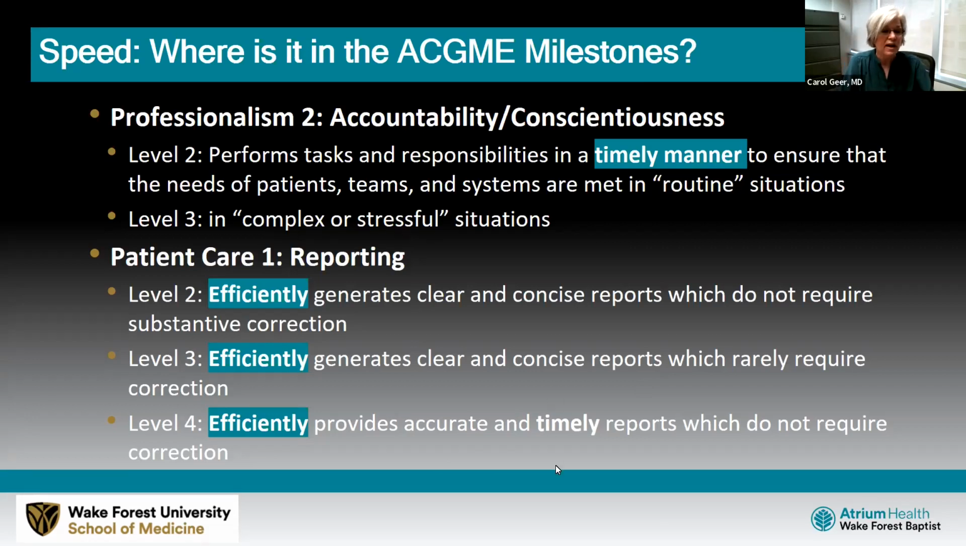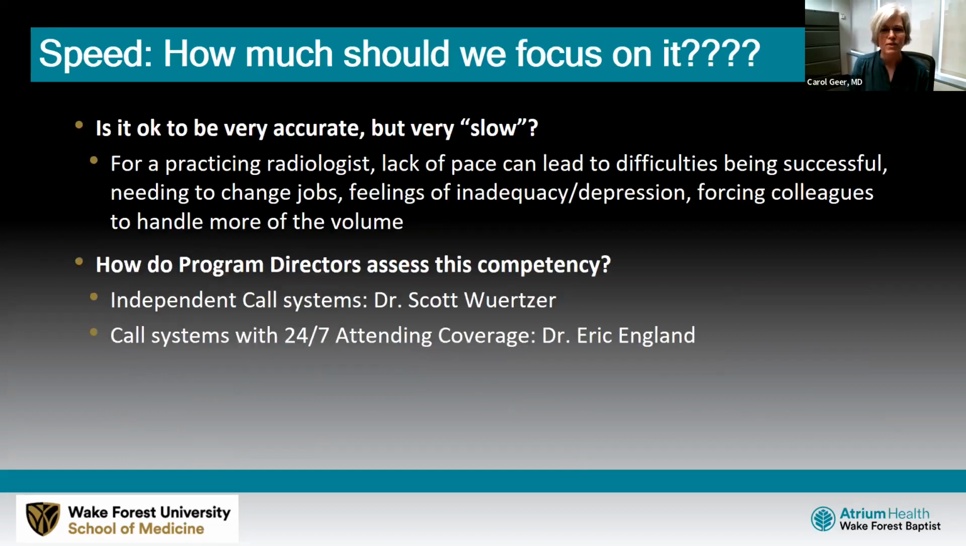Speed also shows up under the patient care competency, under the reporting milestone. Level 2 is that you efficiently generate clear and concise reports, which do not require substantive correction. I take efficiently to equate to speed. Level 3 is efficiently generates reports that rarely require correction. And level 4 is efficiently creates reports that do not require correction. So speed's in there, at least in some manner.